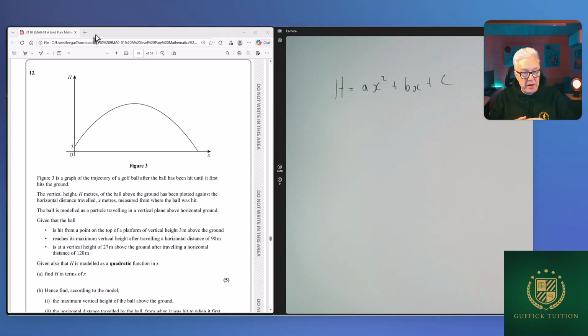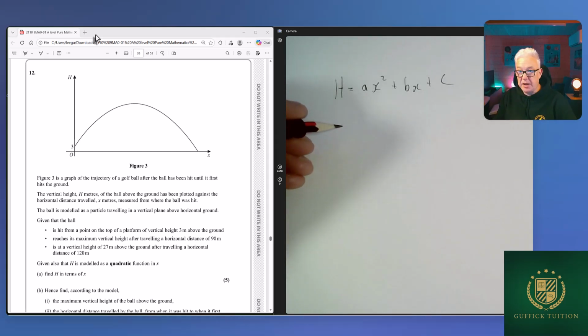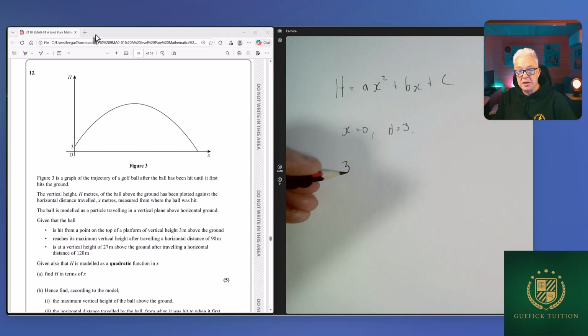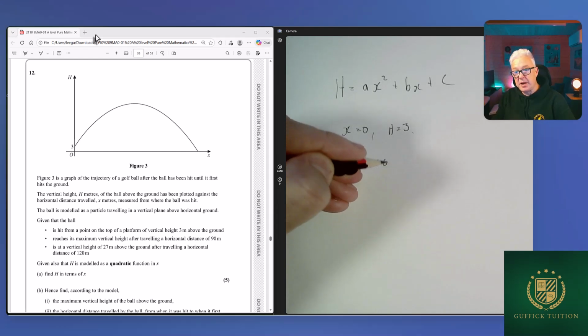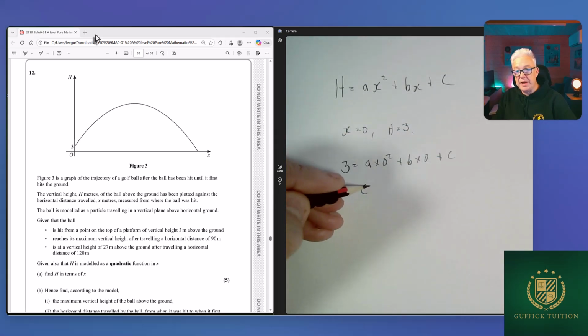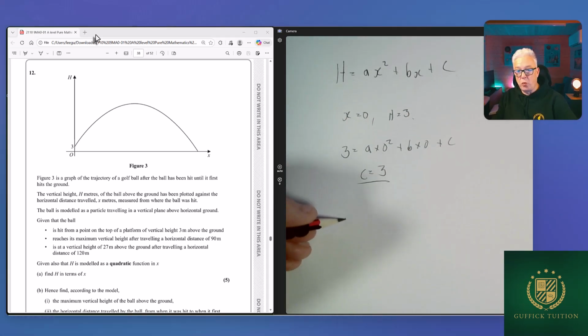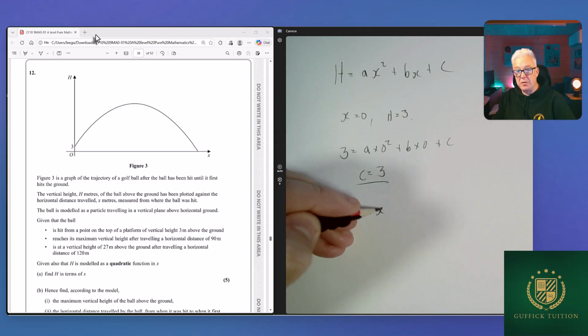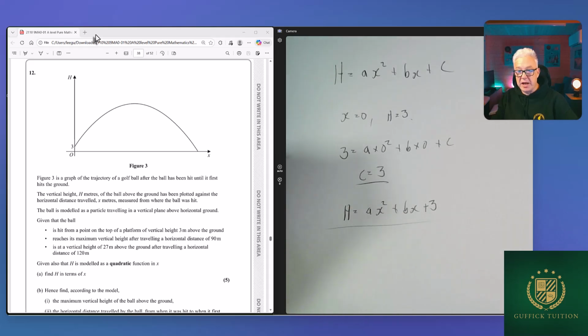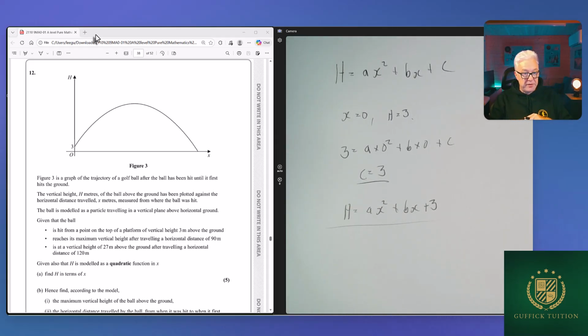So what do we know about the information? Well, we know that initially it's 3 meters high. So what does that mean? That means that when x is equal to 0 and it hasn't travelled anywhere, it's got a height of 3. So we can sub that in. So 3 is equal to a times 0 squared plus b times 0 plus c, which means that c is 3. So that's one step in the right direction, because we now know that our model is like this now. Okay, so we've used that initial piece of information that it was hit from a platform that was 3 meters above the ground.